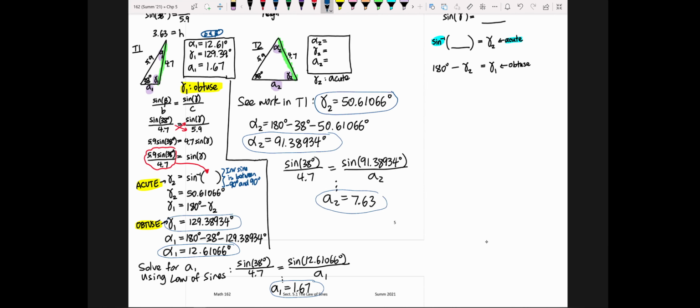So the problem, when you have two triangles, it becomes two questions because you have to solve each triangle. So for the first triangle, we got gamma 1, alpha 1, and a1. And then second triangle, we have gamma 2, alpha 2, and a2. So for our second triangle, gamma 2 is 50.61 degrees. Our alpha 2 is 91.39 degrees, and then a2 is 7.63.